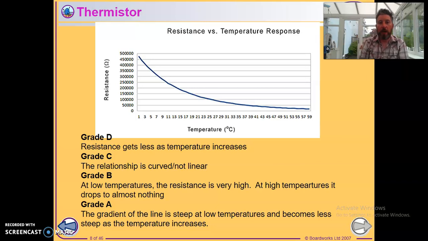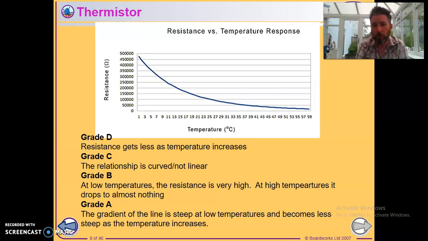So let's see how we're going to get marks in the exam for this. At a very, very simple level, it says grade D to A, realistically it's probably levels 3 to 5, level 3 to 6. You can see that at low temperatures you've got a very high resistance, at high temperatures you've got a very low resistance. What that tells us is that the resistance gets less as the temperature increases. Right, that's a good starting point.